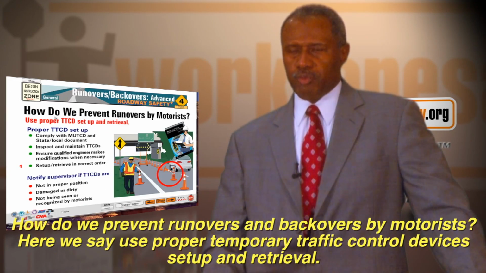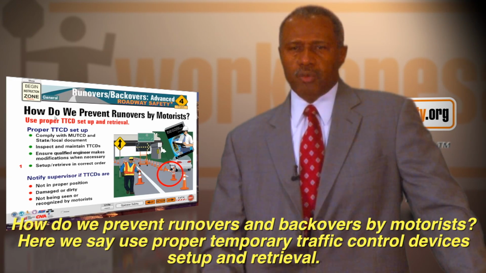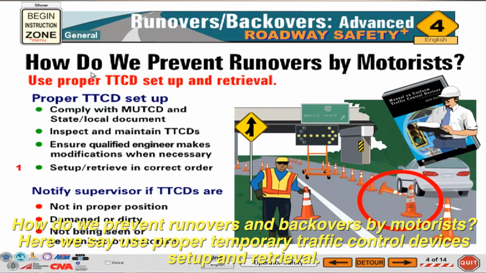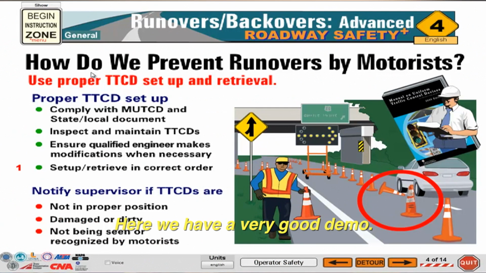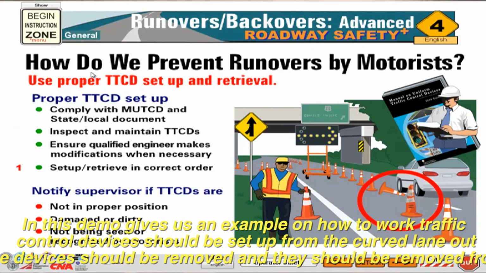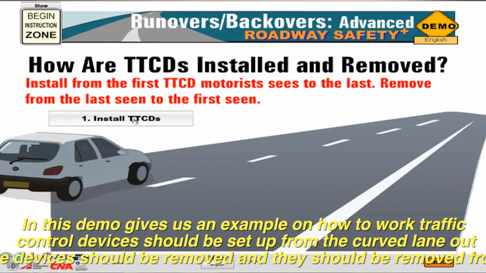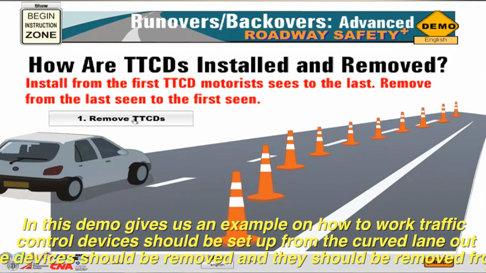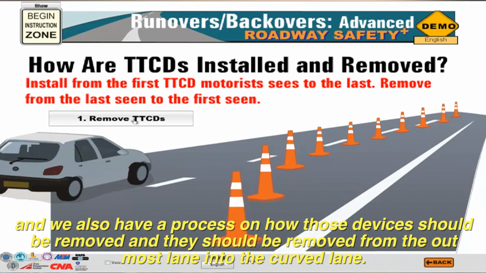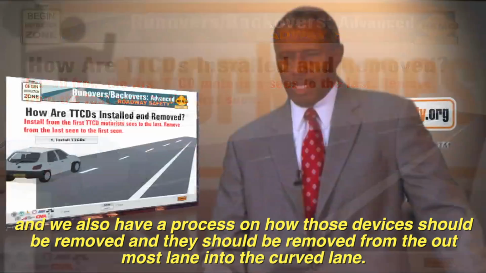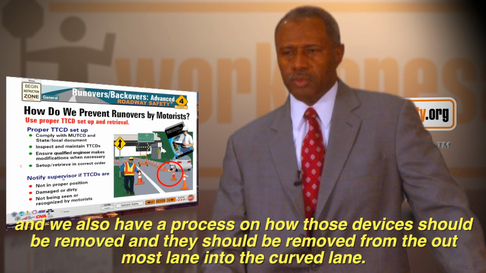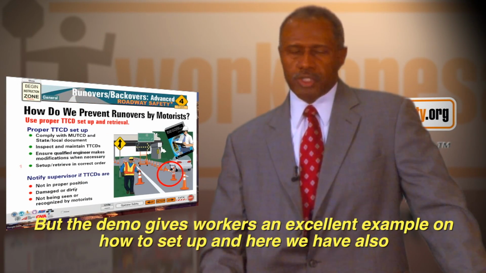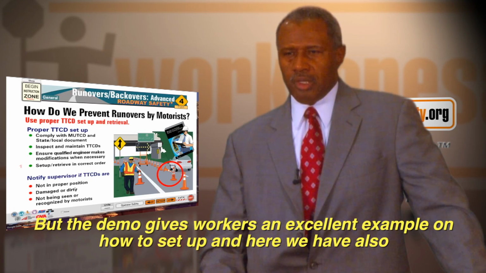How do we prevent runovers and backovers by motorists? Here we say use proper temporary traffic control devices, setup and retrieval. Here we have a very good demo. And this demo gives us an example on how temporary traffic control devices should be set up from the curb lane out. And we also have a process on how those devices should be removed, and they should be removed from the outmost lane into the curb lane. But the demo gives workers an excellent example on how to set up.